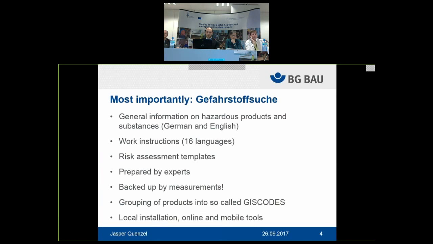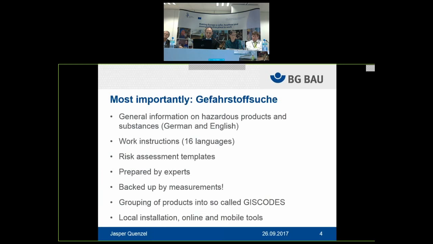For each product we know of, there are work instructions in 16 languages prepared by our experts, and these are backed up by concrete measurements. This is quite unique because we can say very safely that if you handle a substance in this or that way, you will be above or below some occupational limits, and we can back this up with measurements at the workplace. This is especially important because most construction companies aren't really able to do measurements themselves, so somebody has to provide them.